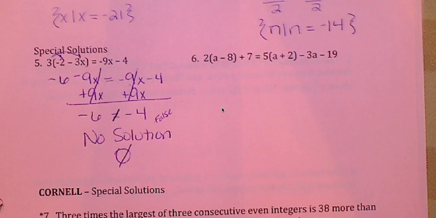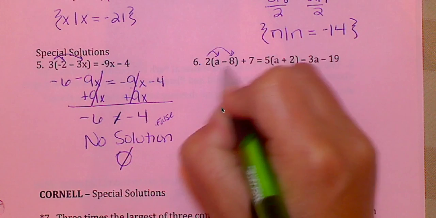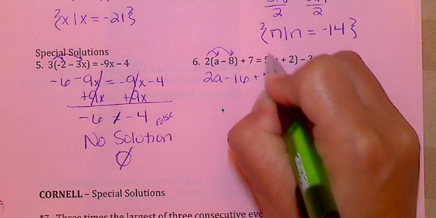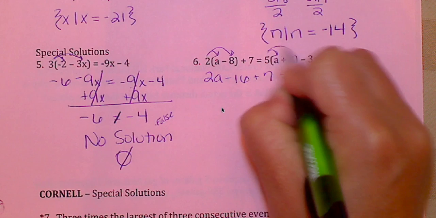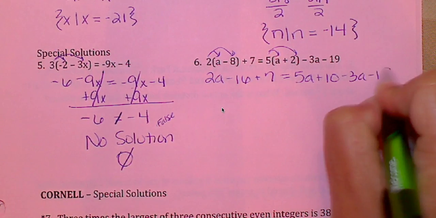All right, let's see what happens in 6. Got some work to do here. So we distribute the 2, we get 2a minus 16 plus 7, so leave the 7 alone. And then on the right side, distribute the 5, 5a plus 10 minus 3a minus 19.